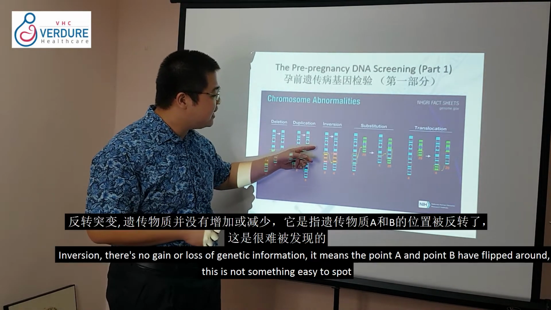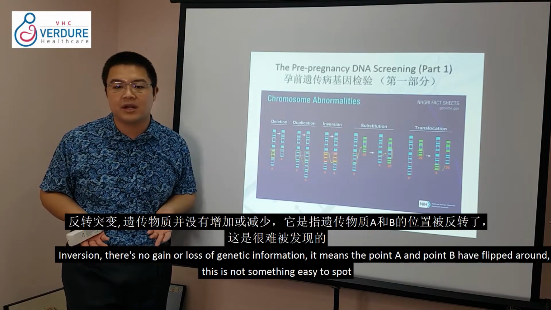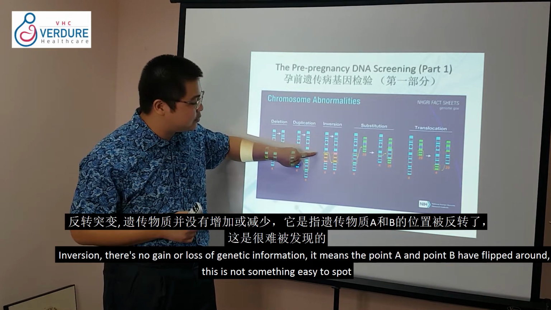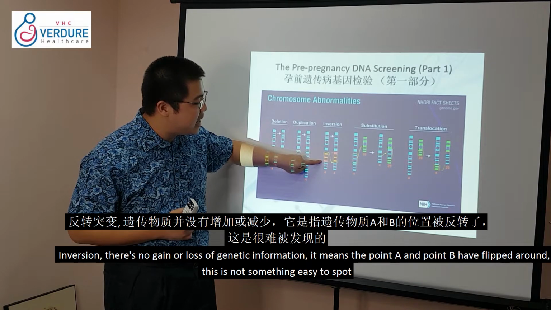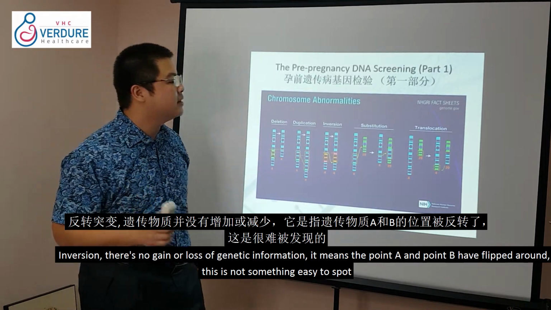An inversion, meaning to say that there is actually no gain or loss of genetic information. It is just that this point A, let's pretend that this is point A and this is point B, has been flipped around. This is not easy to spot.